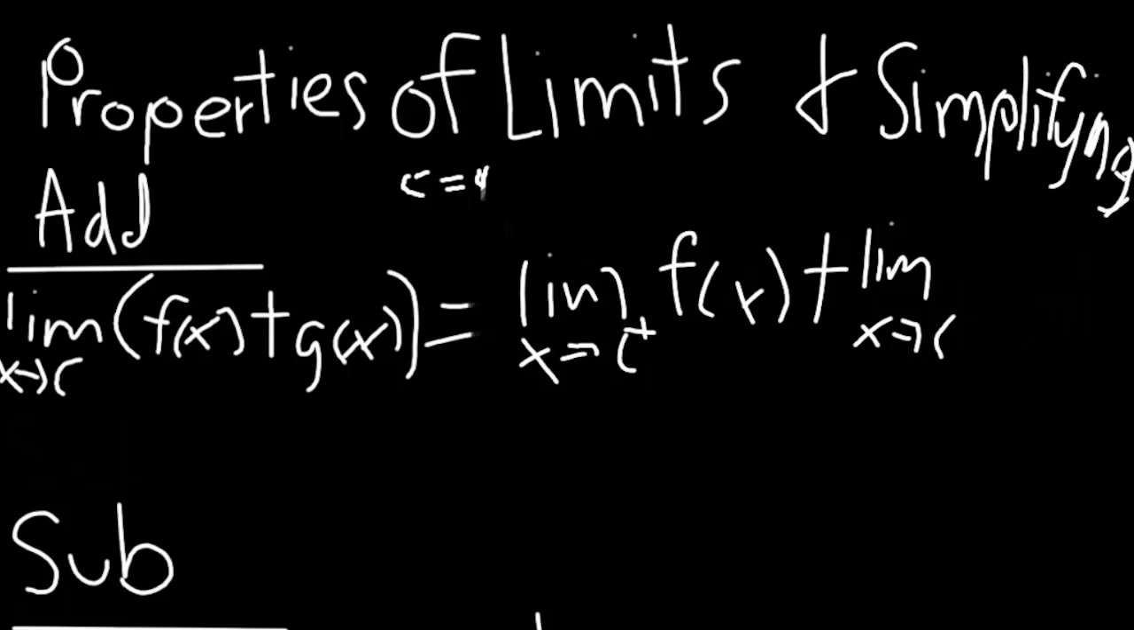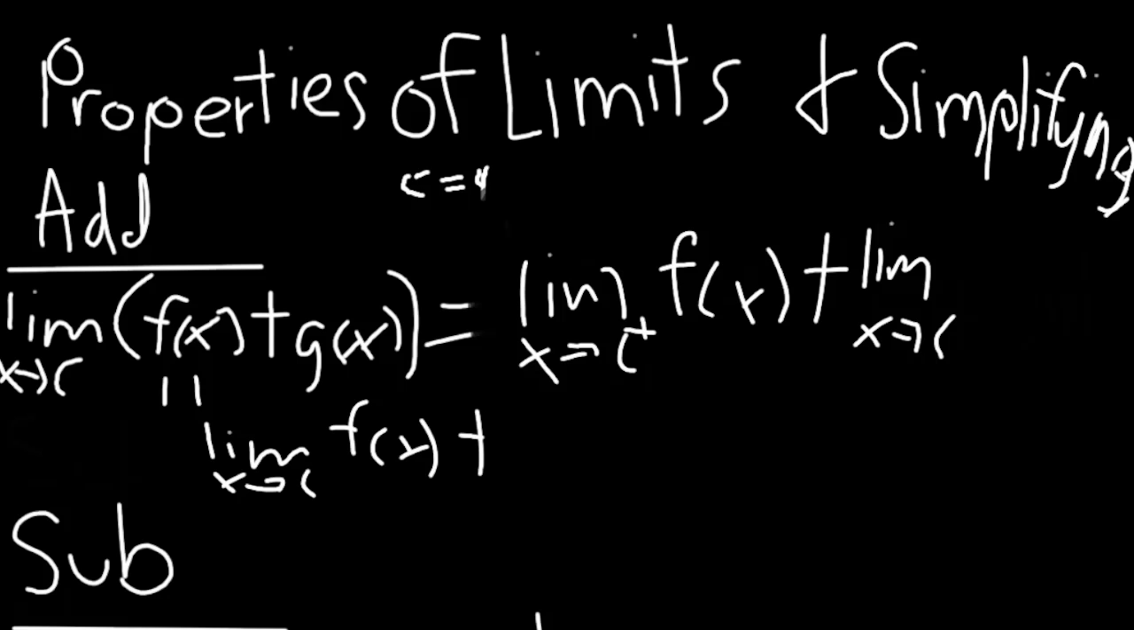So basically, this is just an expression for addition on the left side. The limit as x approaches c of f of x plus g of x. Whenever you have an expression like this, you have two functions that are being added, and you're approaching c, which is just a variable. This is basically the same thing as the limit as x approaches c of f of x.